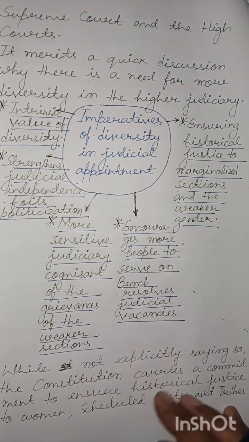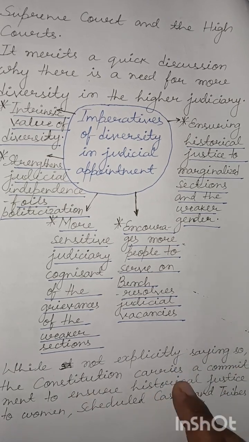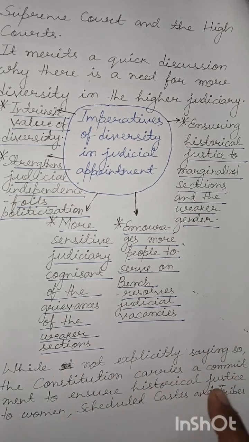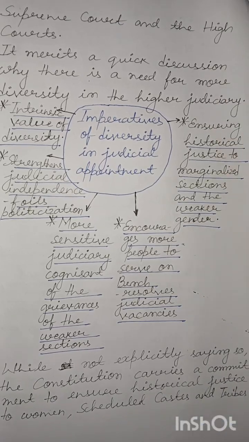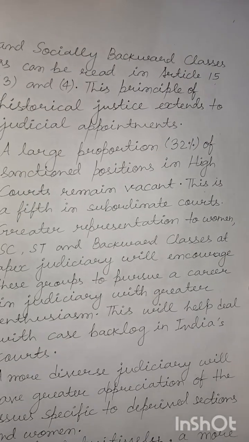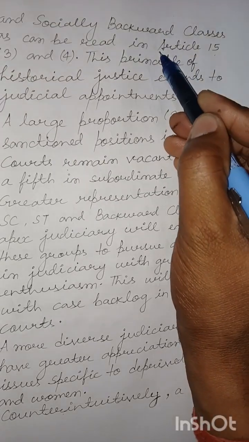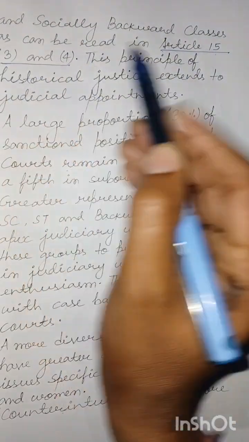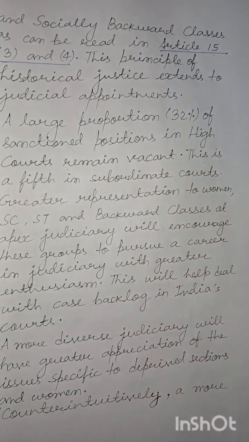Elaborating on these points, while not explicitly saying so, the Constitution carries a commitment to ensure historical justice to women, scheduled castes and tribes, and socially backward classes, as can be read in Article 15(3) and (4). This principle of historical justice extends to judicial appointments as well.